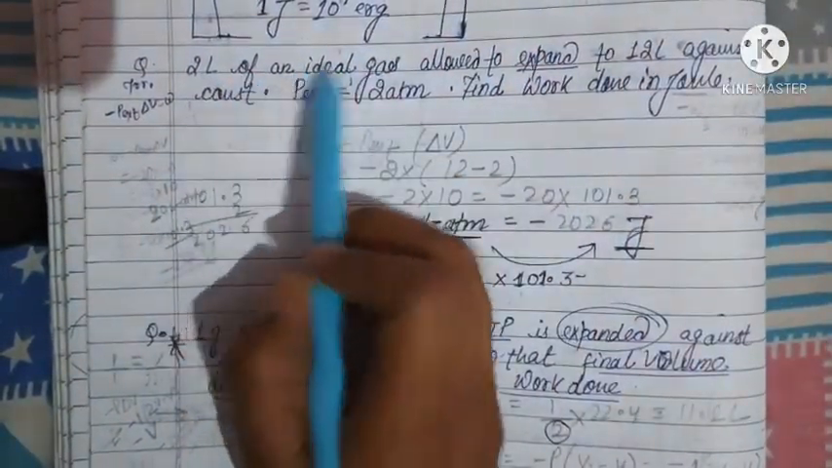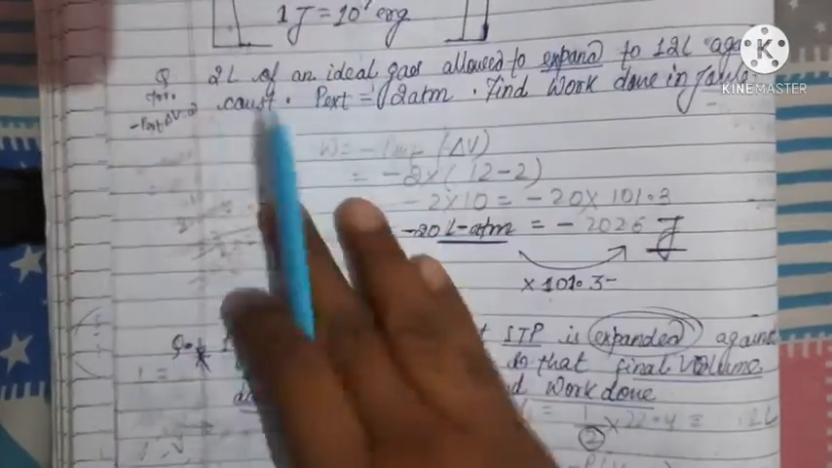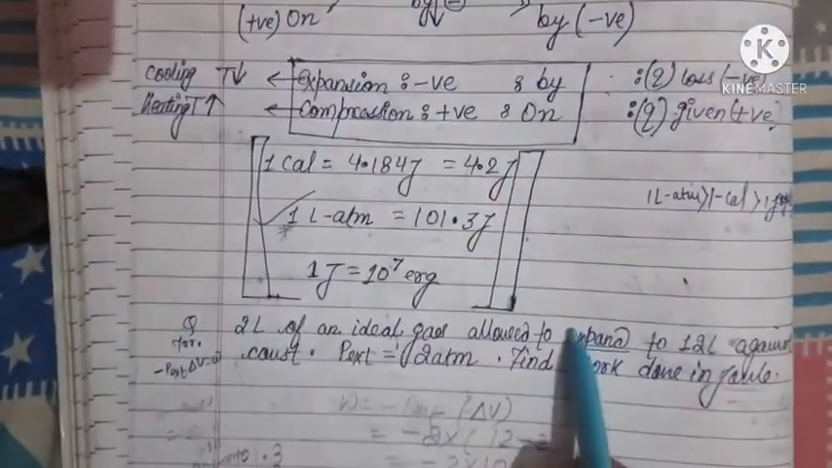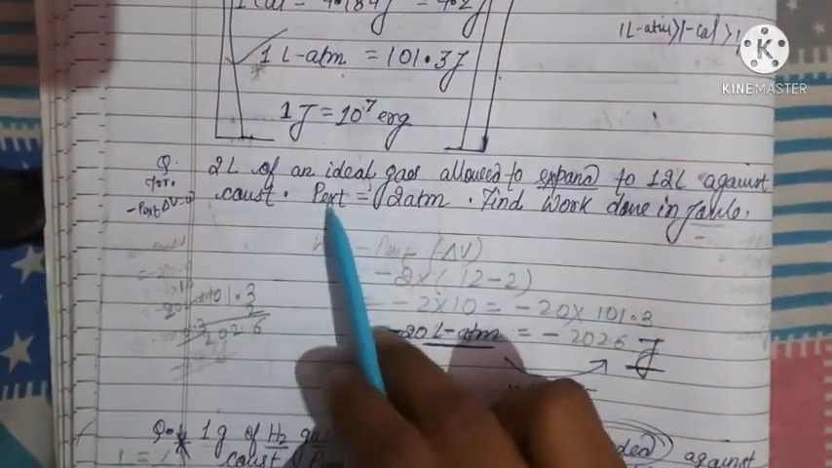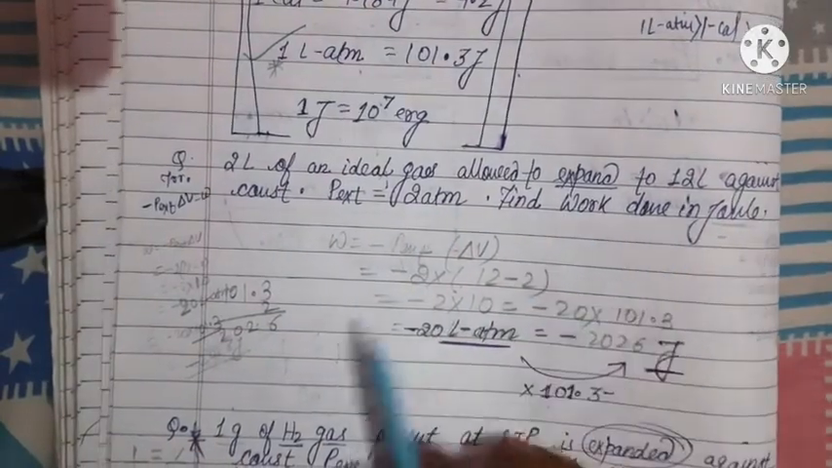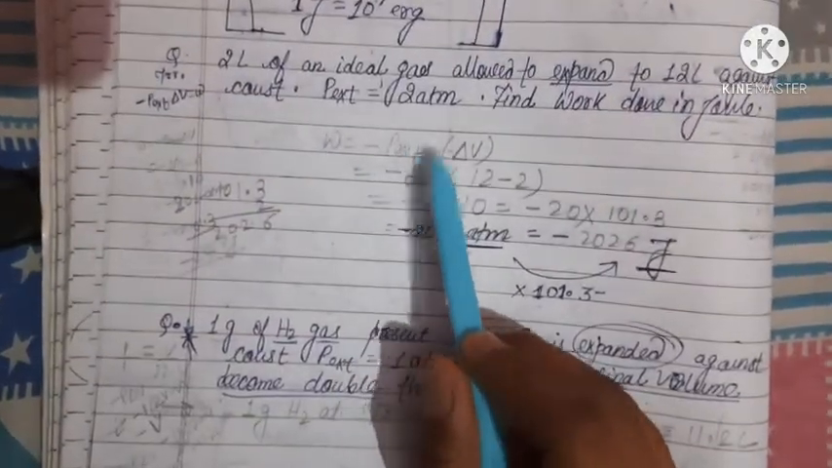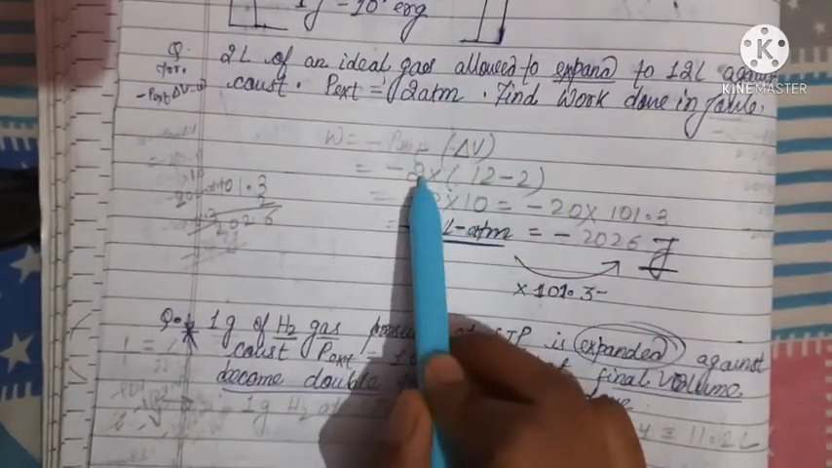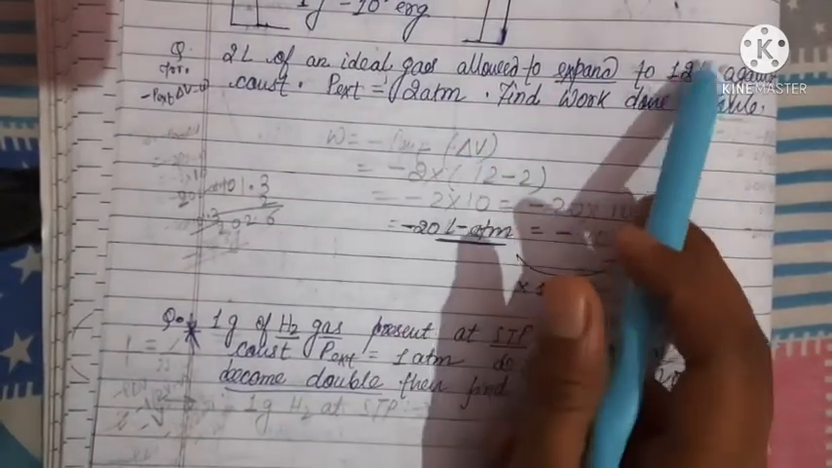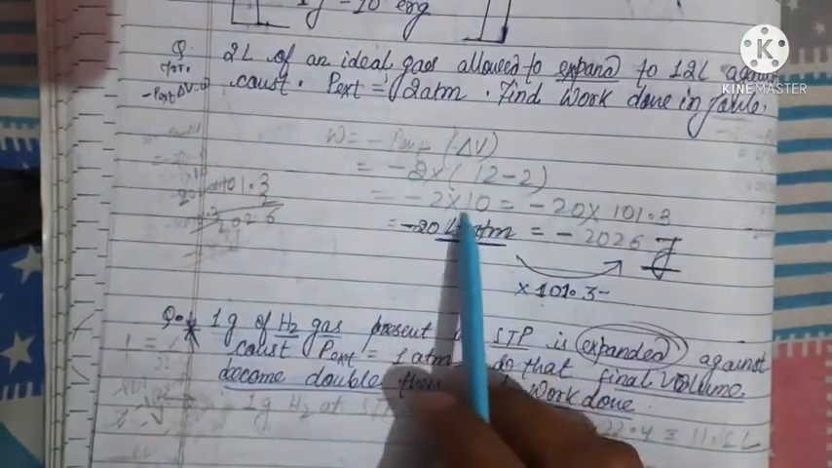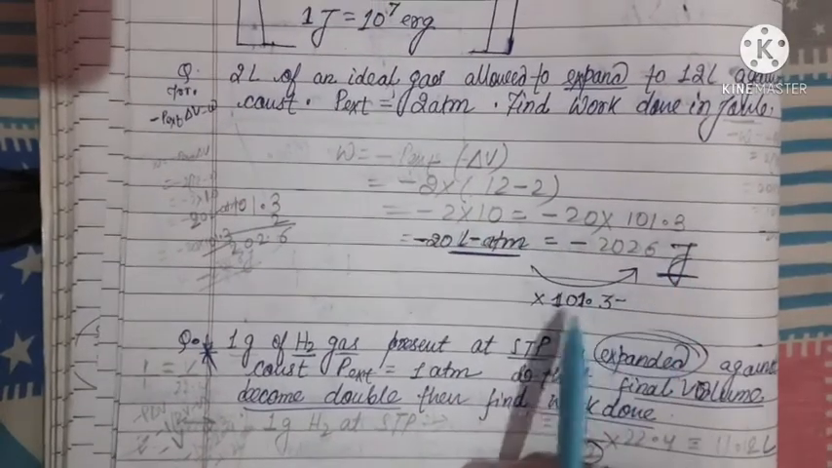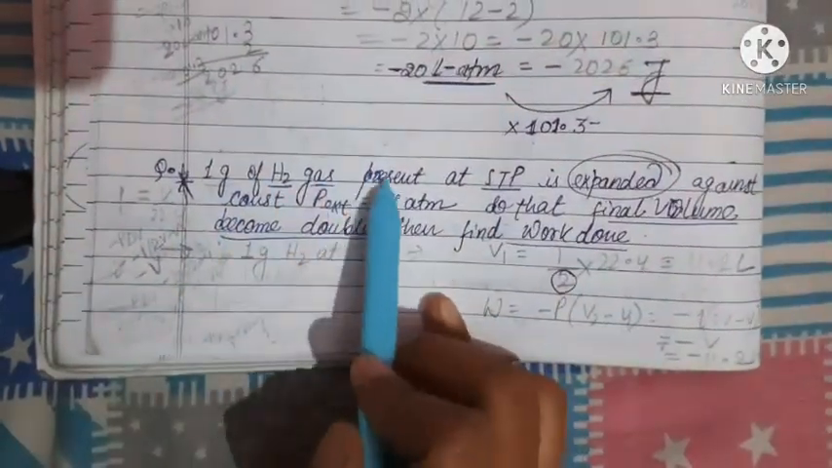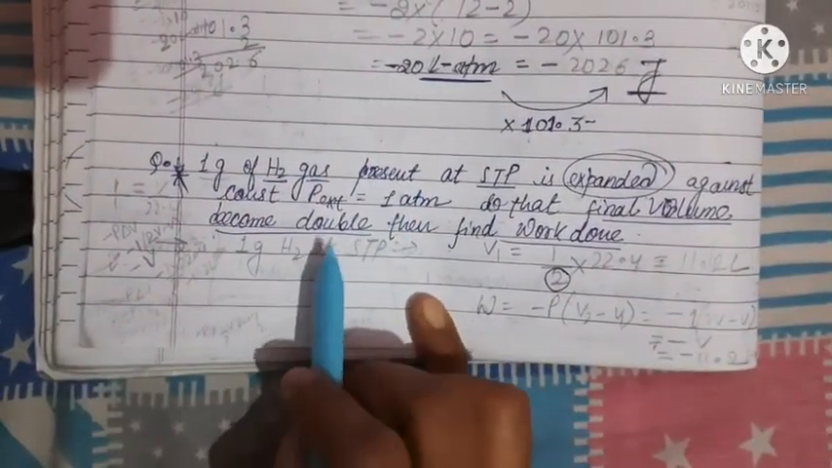Now, 2 liter of an ideal gas is allowed to expand. So in expansion, the work done is negative. You can see here. It is expanded from 2 liter to 12 liter against a constant pressure of 2 atm. Then find work done in joule. So W equals minus P external into delta V. P is 2, so minus 2 into 12 minus 2, because there is a change in volume from 2 to 12. So what it comes to, you can see. And the work comes in liter atm, so you have to change it into joule by multiplying it by 101.3.